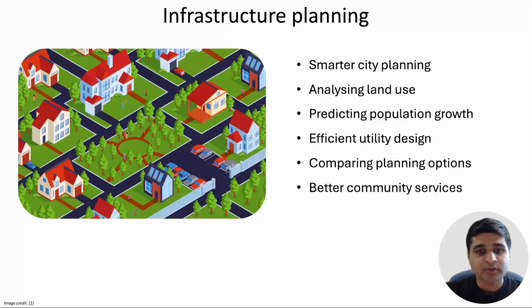GIS plays a key role in infrastructure planning because it shows how people, land, and resources connect on a map. Planners can use GIS to decide where houses, schools, hospitals, and roads should be built by looking at land use, population, and environmental factors. It helps to find safe areas away from floods or plan the shortest routes for emergency services. By combining maps with data, it reduces cost, avoids mistakes, and creates infrastructure that improves people's lives.